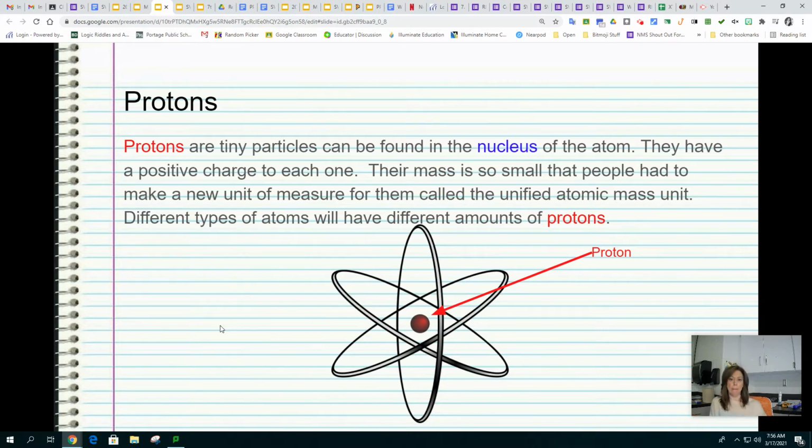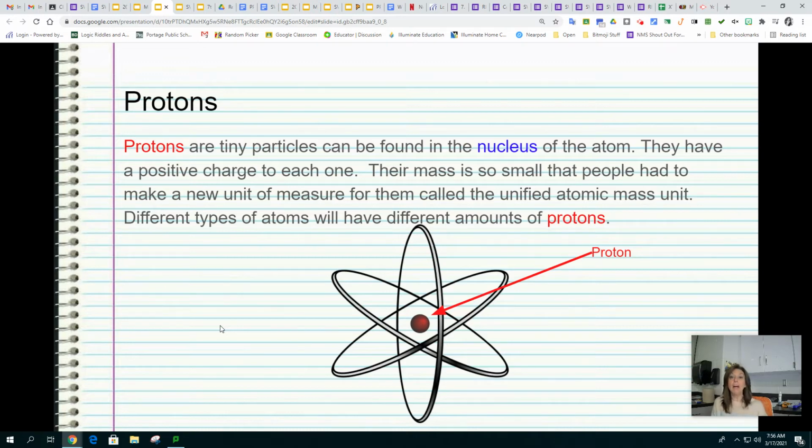One way that I can remember that it has a positive charge is they both start with the letter P. Protons start with P, so it is positive. So that makes me think, which one has the positive charge? It's the proton. Their mass is super small. It's so small that people had to make a new unit of measure for them called the Unified Atomic Mass Unit.